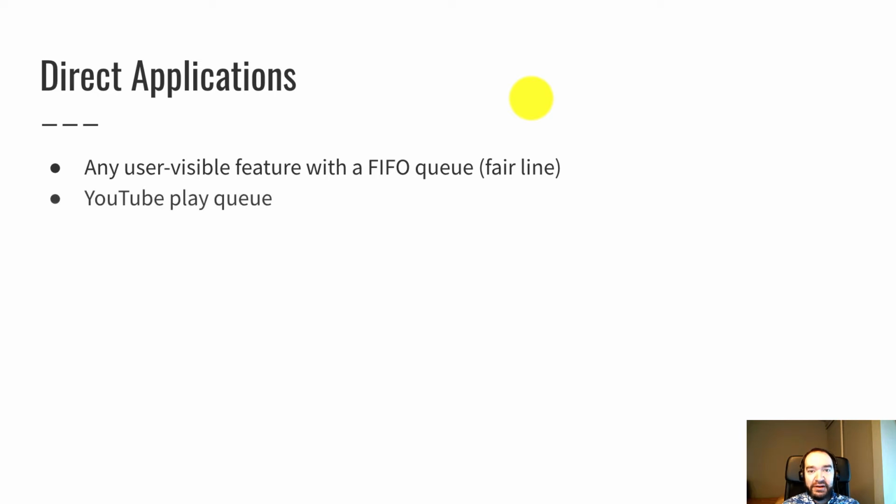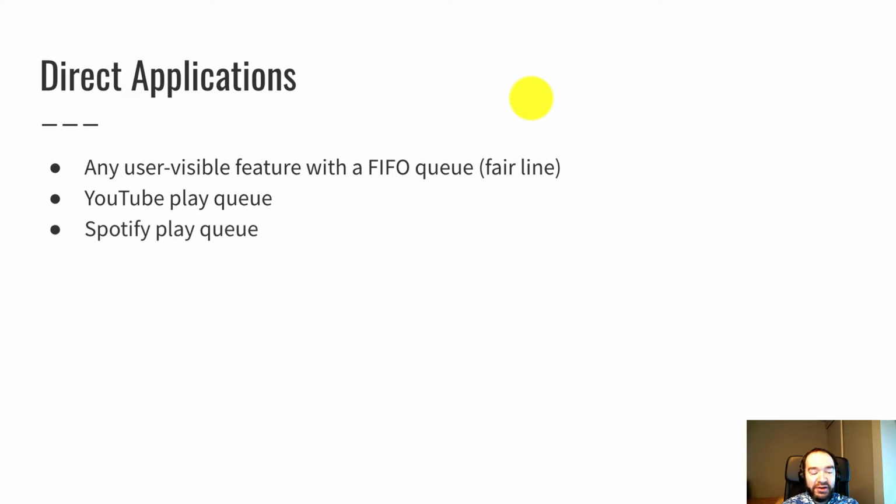in software. For example, the YouTube video player has a play queue. So you add videos to the back of the queue and you watch from the front of the queue. When you finish watching a video, that front video goes away and whatever was in second place now takes over the first place spot and we watch that video.